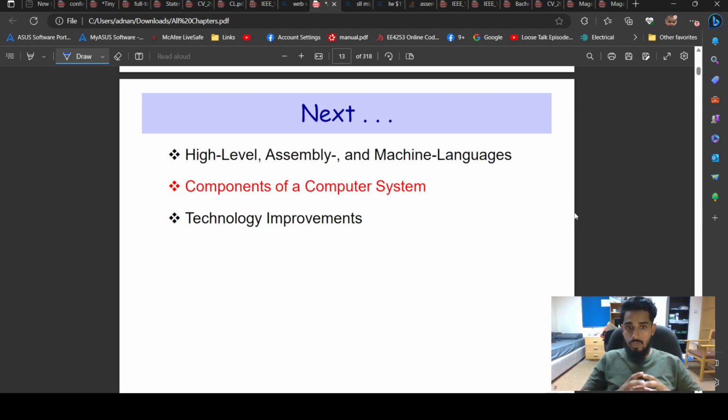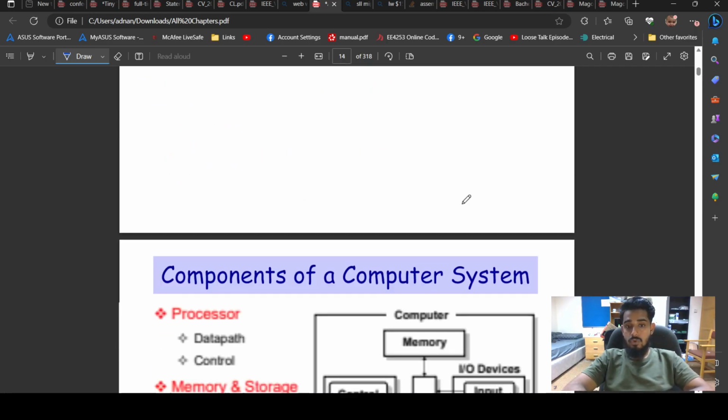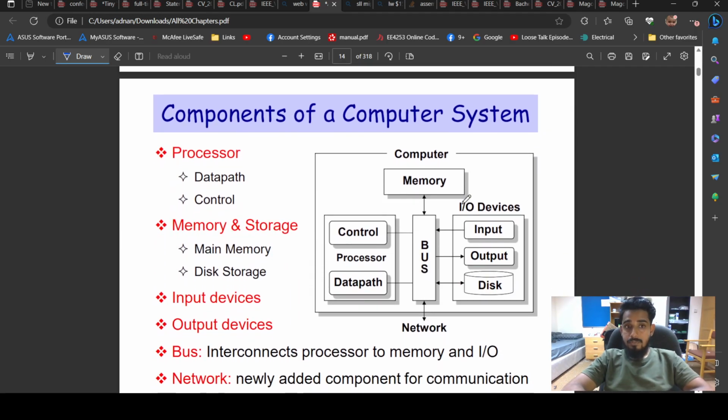Okay, so from the last lecture, we studied high level, assembly and machine language. Now in this lecture, I'm going to tell you about the components of a computer system. What are the main basic components of a computer system? So we are going to start with the computer.